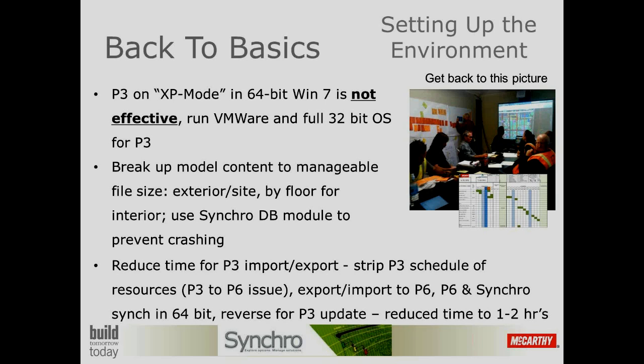The other thing we did was another Primavera workaround of going P3 to P6, but you guys know there are issues moving P3 to P6 if you've got resource loading and everything else. So you have to strip all that stuff out and have just a schedule with the logic going from P3 to P6. Bring that into Synchro, do your updates, do your synchronization, push back to P6, back to P3. That reduced the time from 5 to 6 hours down to 1 to 2 hours, and we were able to do the full bidirectional loop.